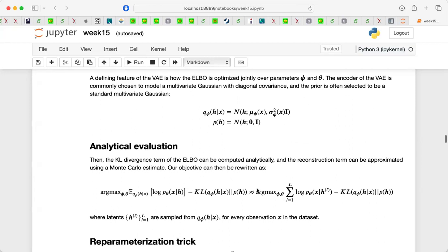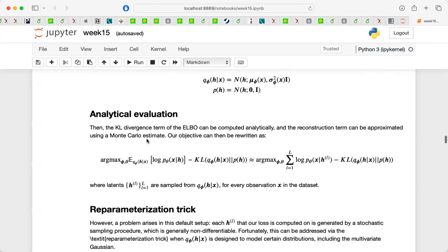And then the kind of equations we end up with is actually to optimize. So we would optimize with respect to phi and theta this quantity here, and then we have the Kullback-Leibler divergence. And at the end, what we do now is simply to sum over all these observations here, where this latent H is sampled from this Q of H given X, for every observation X which we have in the data set.